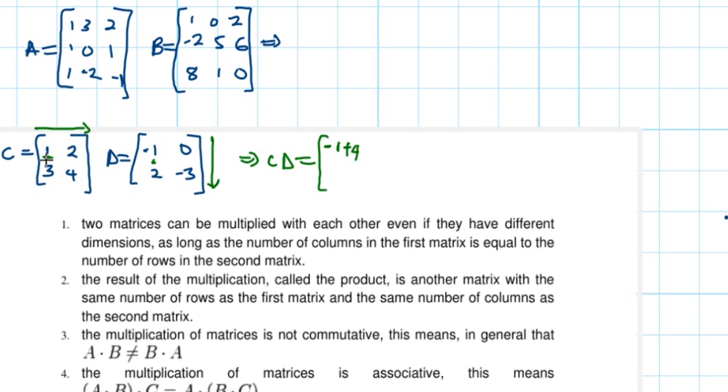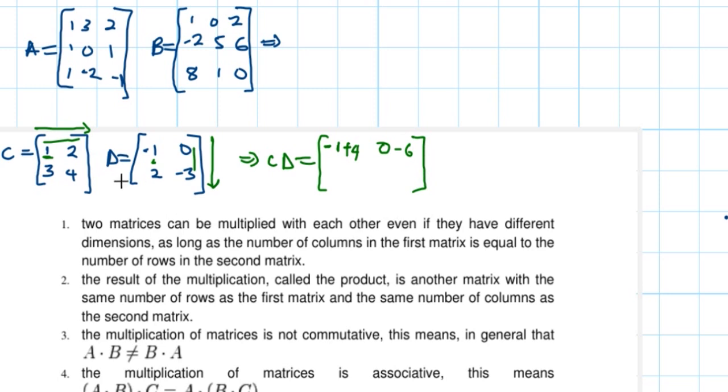Now look at this row multiplying this column, right? So the next thing I'm going to do now is this row multiplying this column. Now that is the next step. So where I'm going to have 1 times 0, which is 0, right? Then 2 times minus 3, which is going to be minus 6. So that is what I have there.